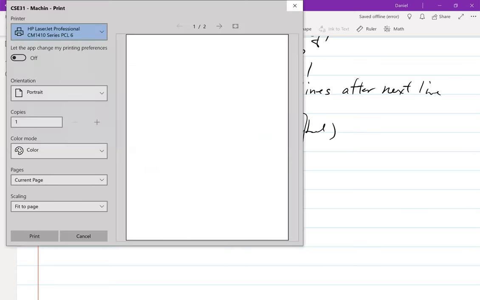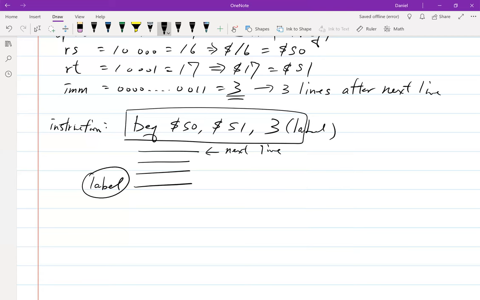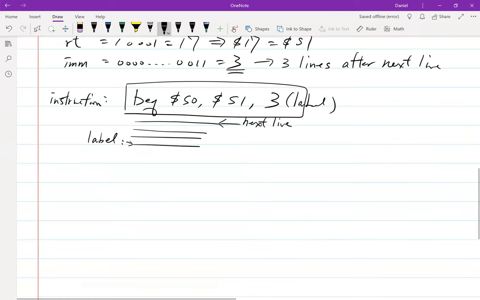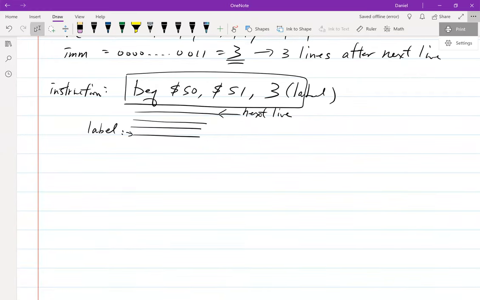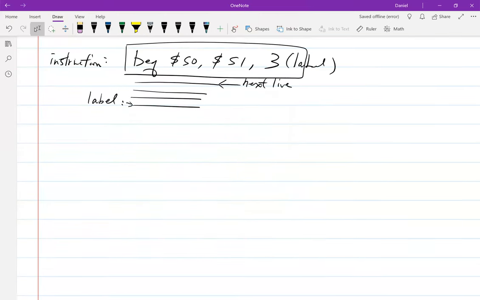Okay, let's see. Extra. So let me draw it smaller. Okay, so let's make it smaller. Have next line. One, two, three. And this is my label. Okay, so this is the next. This is the example for I format again. Okay, good. All right, so now let's use another example.